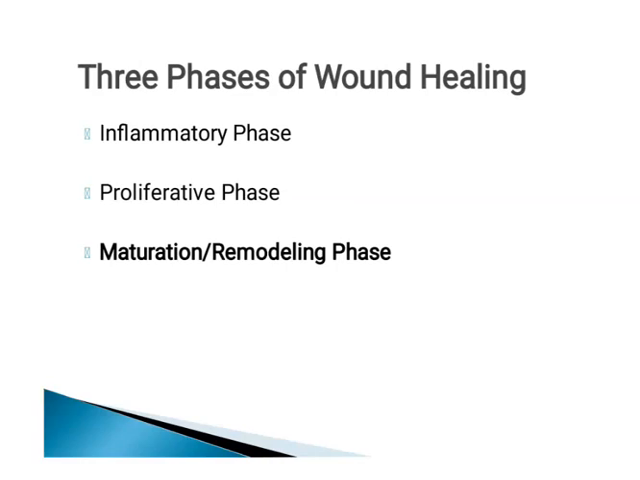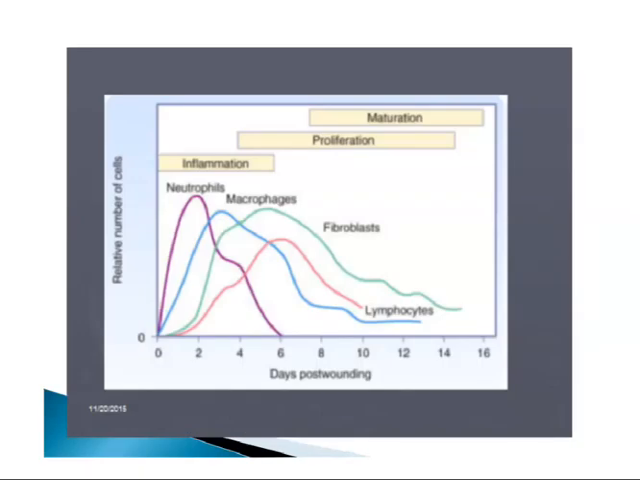The three phases of wound healing are the inflammatory phase, the proliferative phase, and the maturation or remodeling phase. You can see from this chart that at the inflammatory phase, neutrophils have the highest numbers, from day 0 to 2. The macrophages have a blue color, the fibroblasts a green color, and the lymphocytes an orange-like color. Normally, fibroblasts move on to the maturation phase even at day 14. Okay, so let's go on.